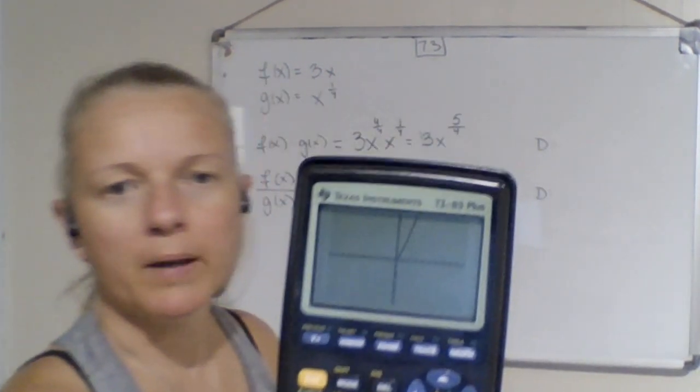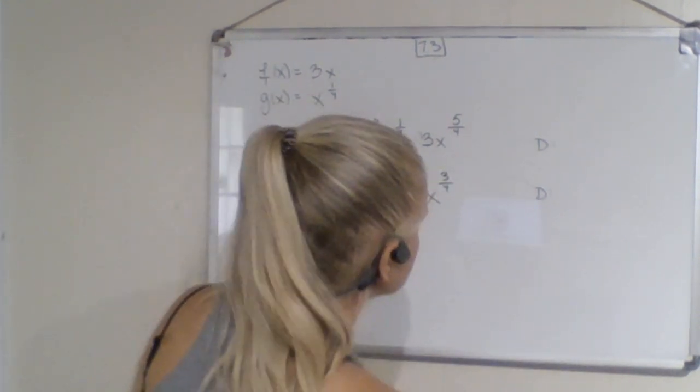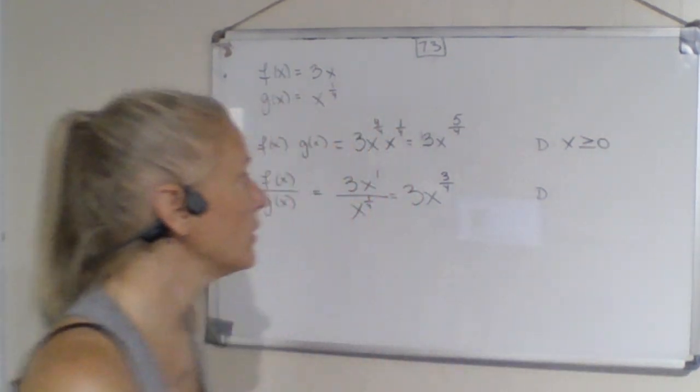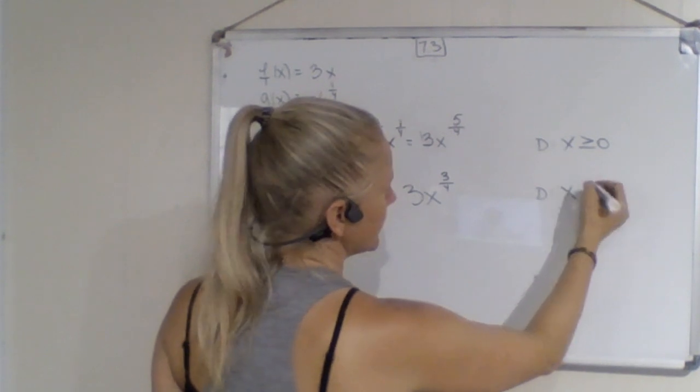So if you look at your domain, all positive numbers starts at 0 and it goes over there. So this is x is greater or equal to 0, including 0. For my second one, if you put it in, you're going to get the exact same thing.